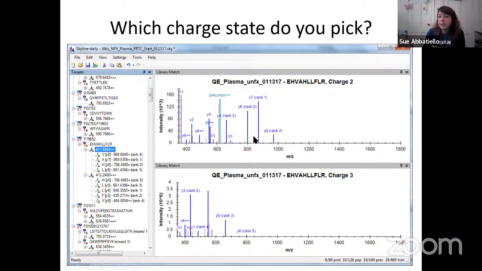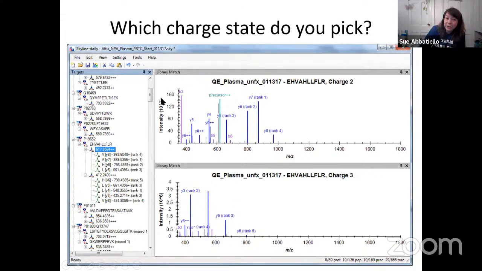And now we're able to see these peptides. So we see unreacted precursor in the 2+ charge. We see a whole bunch of product ions. It looks pretty good. But we also see information for the +3. At a quick look, you might say the +3 isn't generating so many product ions, so maybe I don't want to pick that.